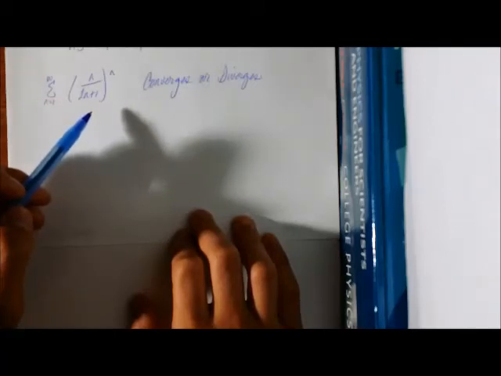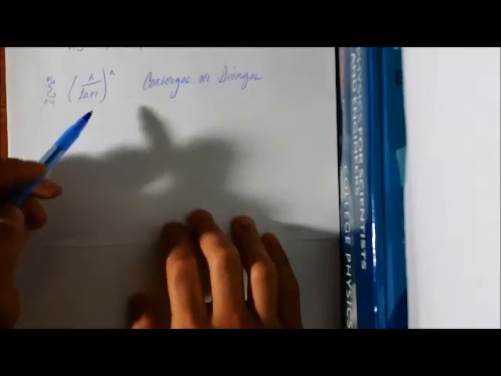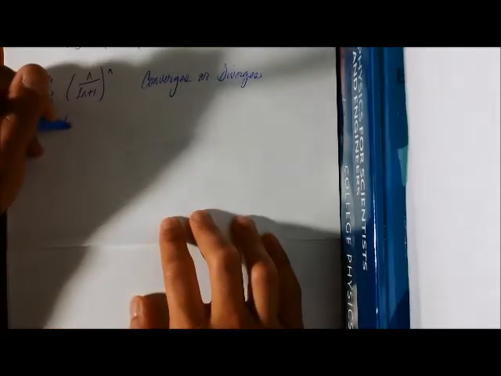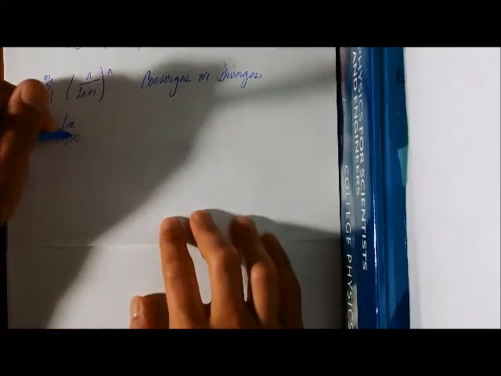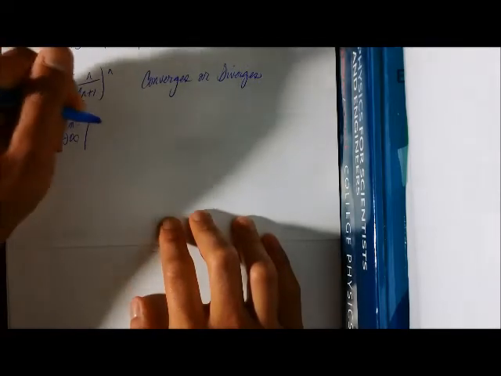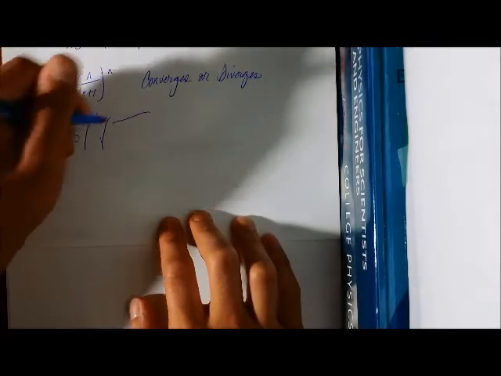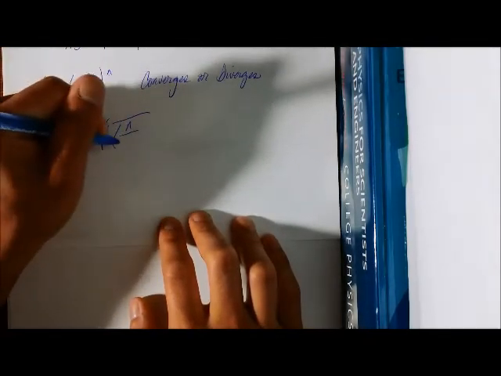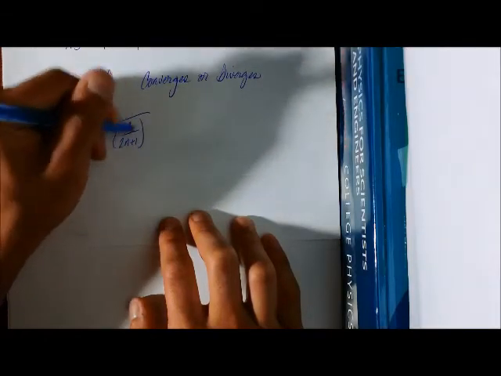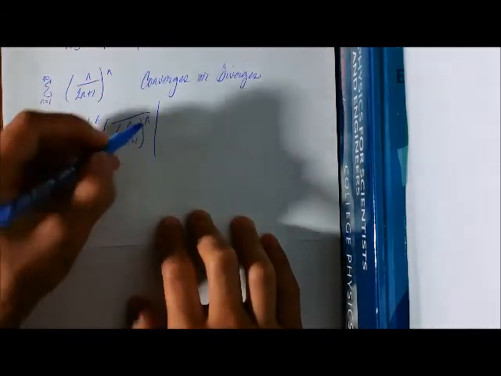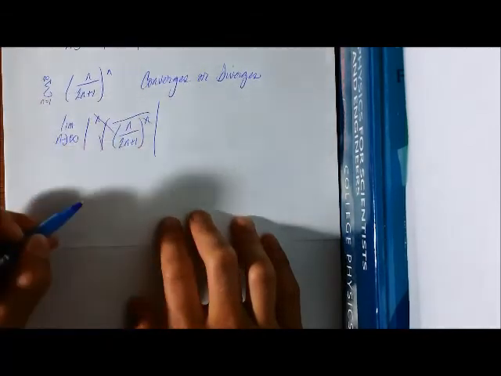Take the limit as n goes to infinity of the absolute value of the nth root of n over 2 plus n, raised to the n. Right away we can see that the nth power is cancelled out by the nth root.